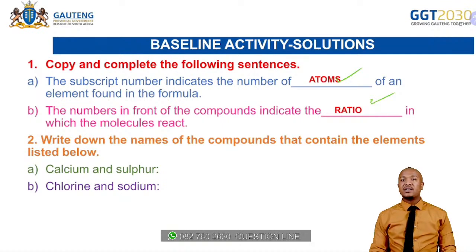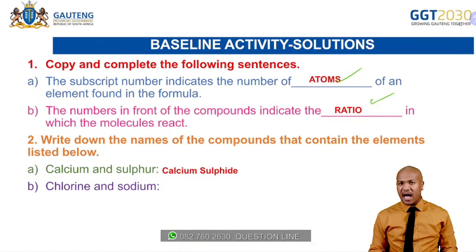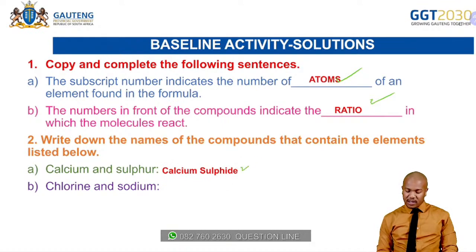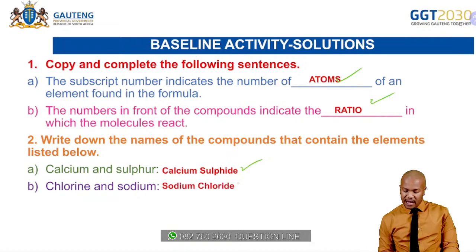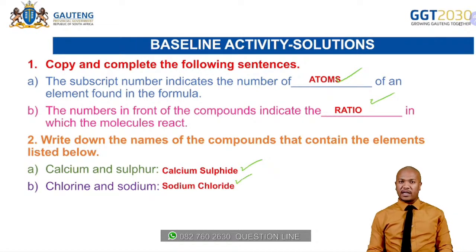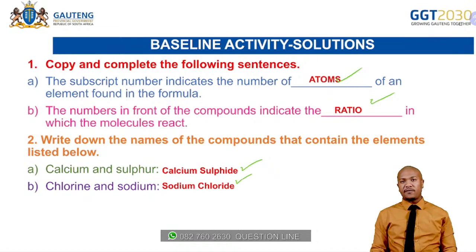Number 2, write down the names of the compounds that contain the elements listed below. A is calcium and sulfur. What is the name there? It is calcium sulfide. Still remember how to name what? Compounds, as we did in the previous lesson, right? We remove the ending of the word and put the suffix ide. That's why it is calcium sulfide. Now B, chlorine and sodium. We said that one is sodium chloride. Mark yourself correct if you are correct, and remember to write corrections if not.